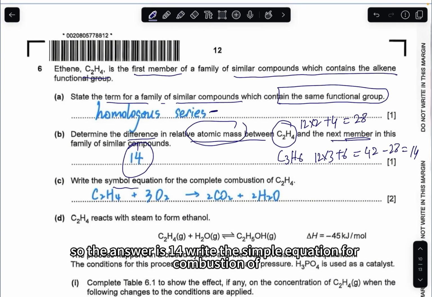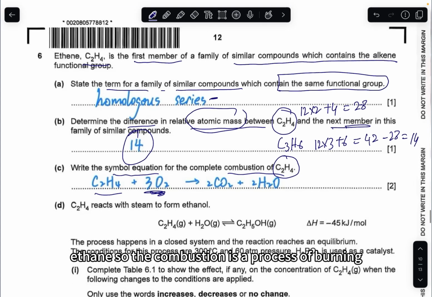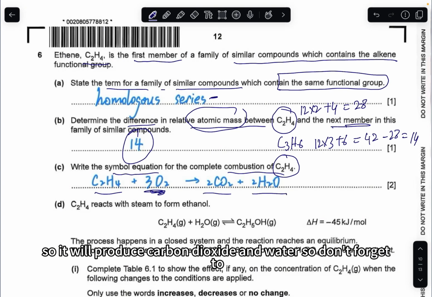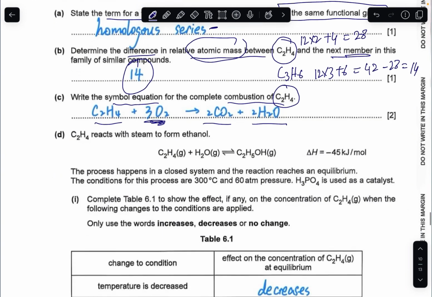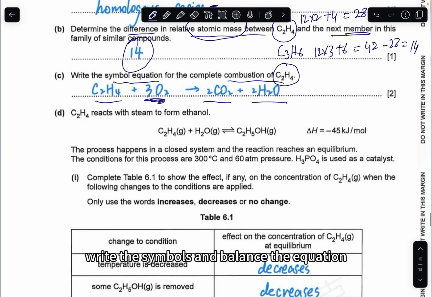Write the symbol equation for combustion of ethene. Combustion is a process of burning, so it will produce carbon dioxide and water. So don't forget to write the symbols and balance the equation.